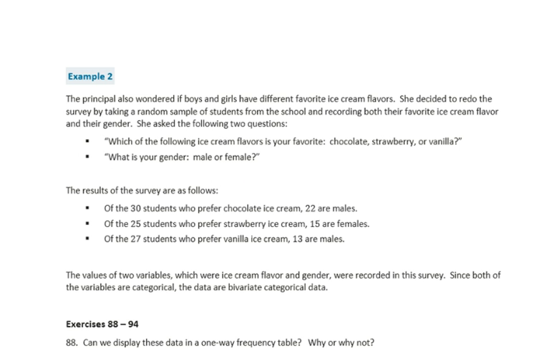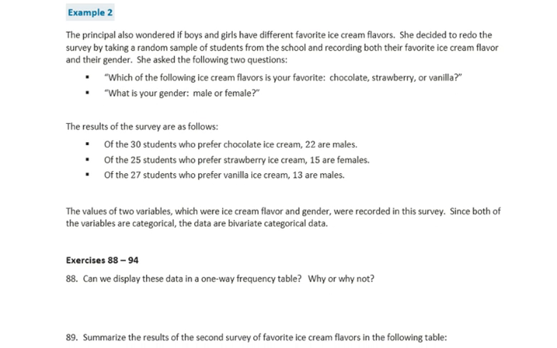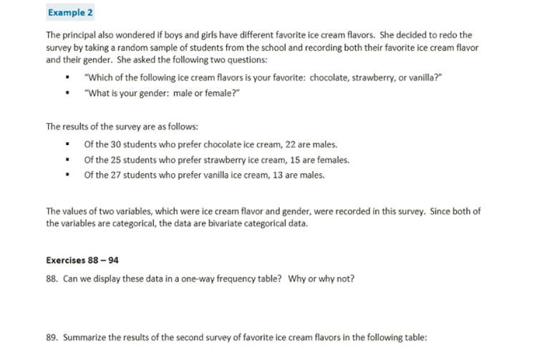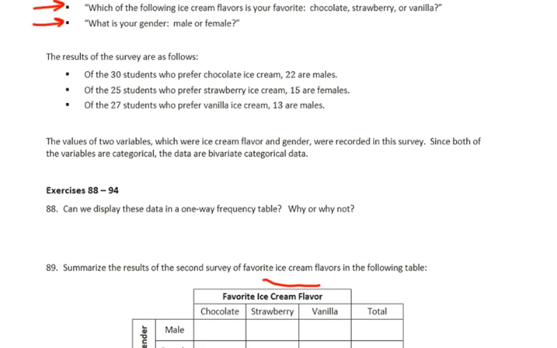On to example 2 on the next page. The principal also wondered if boys and girls have different favorite ice cream flavors. She decided to redo the survey by taking a random sample of students from the school and recording both their favorite ice cream flavor and their gender, whether they're boys or girls. She asked the following questions: which is your favorite ice cream flavor, chocolate, strawberry, vanilla, and what is your gender, male or female? So now we have 2 different questions being asked, or 2 variables. And the results are shown here.